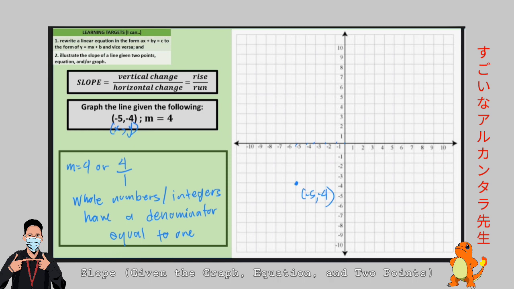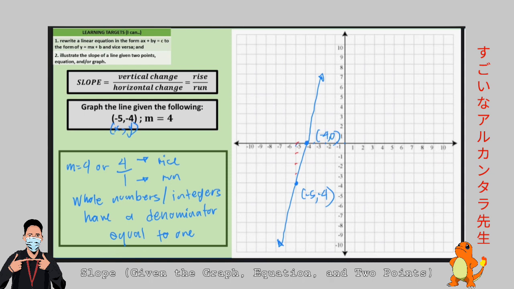So this implies that our rise here is none other than 4, and our run is none other than 1. So from here on out, all we have to do is to rise 4 units: 1, 2, 3, 4. That's it. And then we run by 1 unit. So your point should be somewhere right here. It's located at negative 4, 0. Then again, we're just simply going to connect those two points, and then we're good.